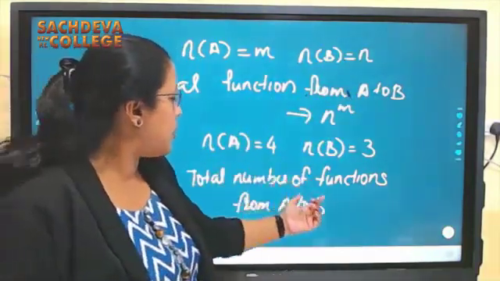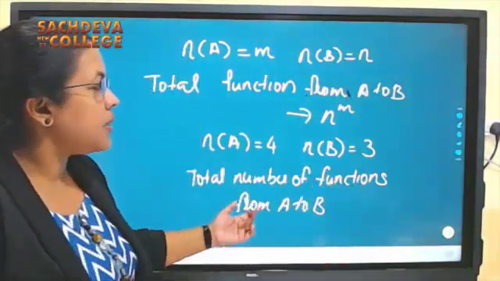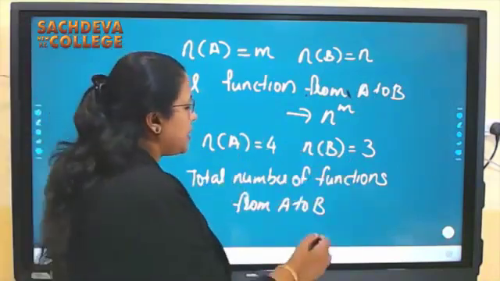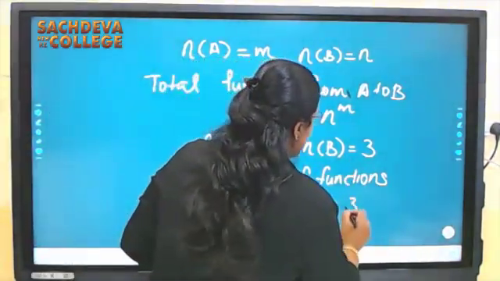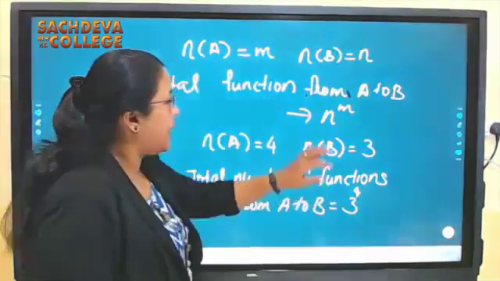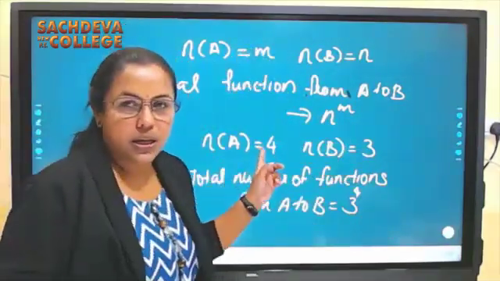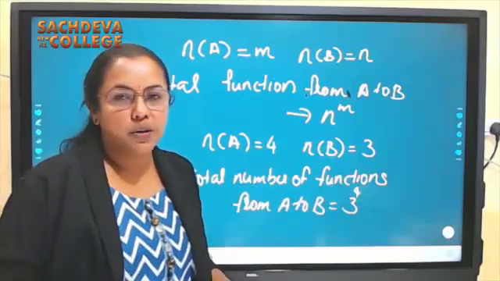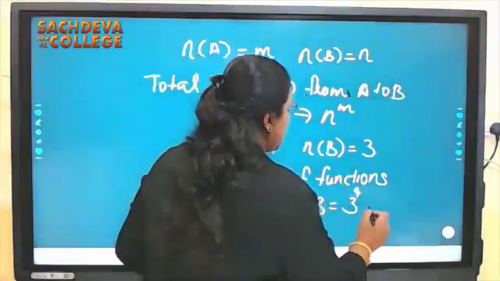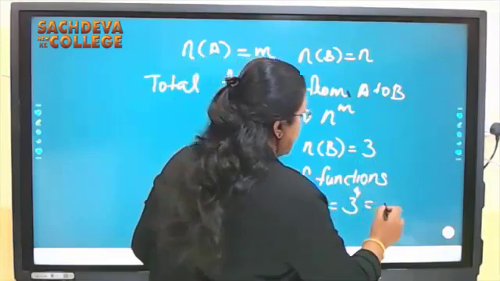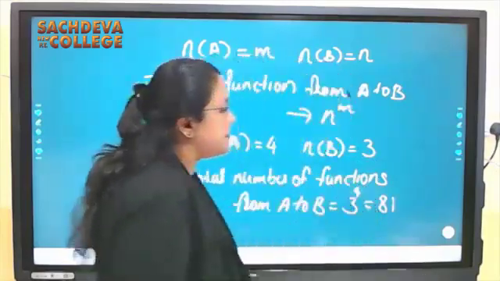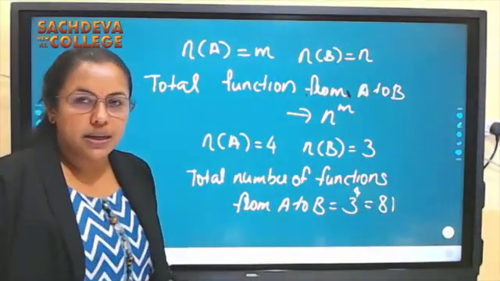So total number of functions from A to B here is equal to, what is that? 3 to the power 4. In place of n, here it is 3. In place of m, here it is 4. So 3 to the power 4. What is 3 to the power 4? 3 square, 9. 9 9s are 81. Is it clear?